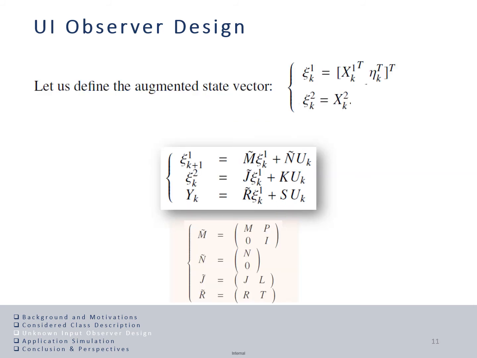Let's now define the augmented state vectors Xc1k and Xc2k, in which Xc1k includes both the dynamic state and the unknown input, and Xc2k represents the static vector. The system can be written as follows, where M tilde, N tilde, G tilde, and R tilde are given as follows.